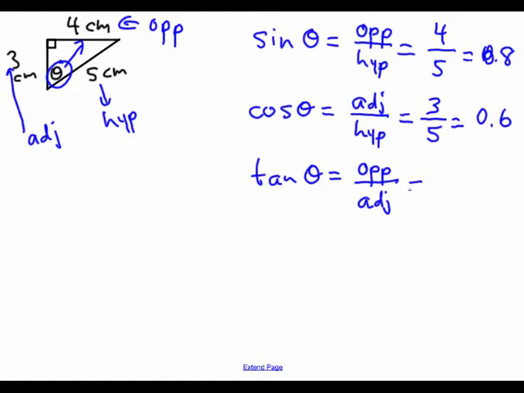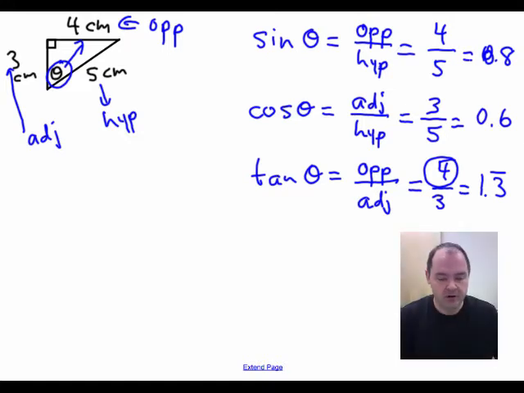And the tangent ratio is 4 divided by an adjacent length of 3, which is 1.3 repeating. In other words, the opposite length is 133% the size of the adjacent side. And that's all that we're being asked for at the moment. But now let's take it one step further.